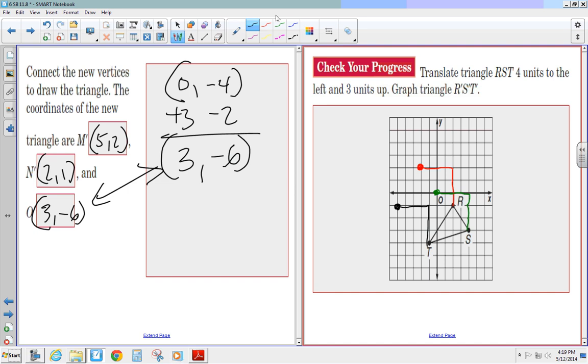And now what you have is, again, a triangle that is identical to your starting triangle. Now, I would like you on your own, please, to come up with those points, M prime, N prime, and O prime on your own.